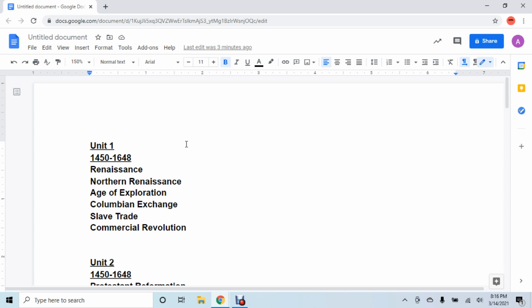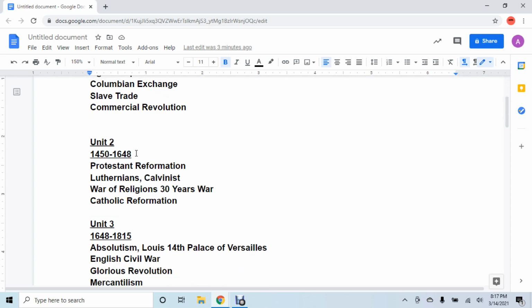Okay, so Unit 1 covers the year 1450 to 1648. That's important because basically that's the start of your course. In this, you're going to have things like the Renaissance, which starts in Italy, the Northern Renaissance, which goes to the rest of Europe, the Age of Exploration, you got Columbus, Gama, Prince Henry. You have the Columbian Exchange, which is the exchange of goods and diseases that comes from Europe and to the Americas and vice versa. Slave trade, which is a little bit different with the triangular trade network, and the commercial revolution.